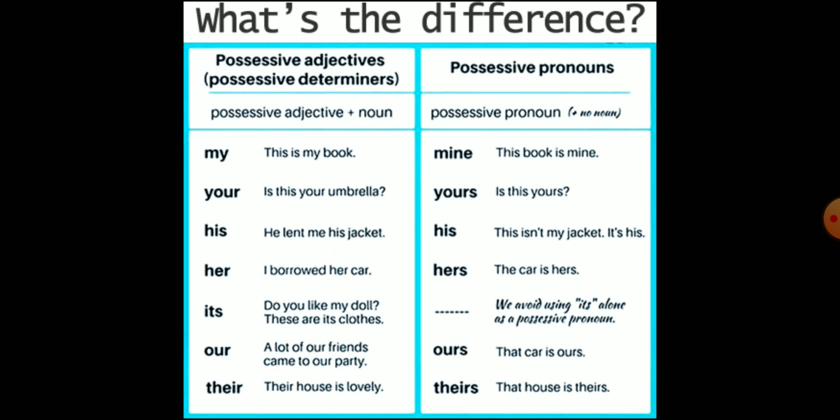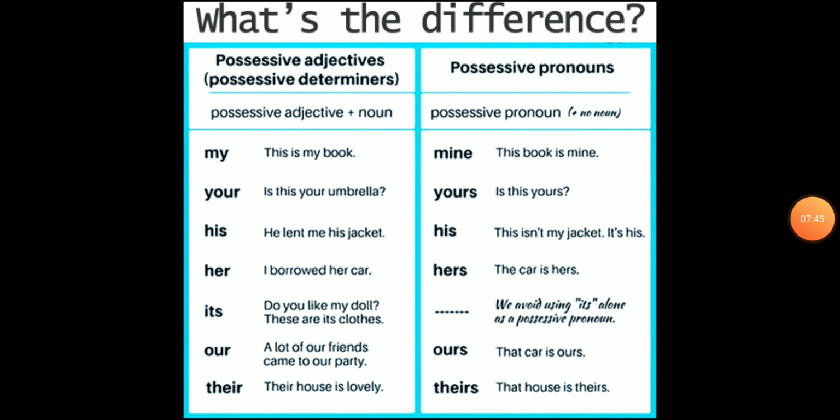I borrowed her car. Her is followed by a noun, that is car. The car is hers. Okay. A lot of our friends came to our party. That car is ours. Their house is lovely. That house is theirs. So I hope you understood the difference between possessive adjectives and possessive pronouns.